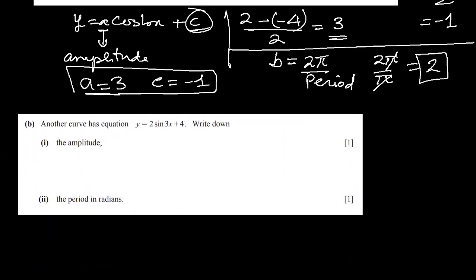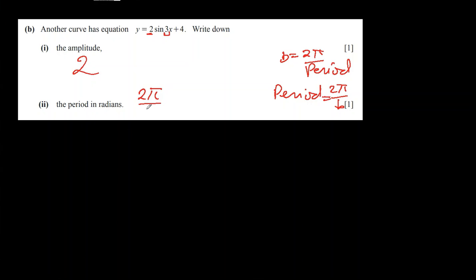Let's see what is part B about. Another curve has equation y equal to 2 sine 3x. Write down its amplitude. Okay, as I told earlier, the amplitude is the coefficient of sine or cos. So the coefficient is 2 here, that becomes amplitude. Period in radians. So we said earlier that b is 2 pi divided by period, right? Similarly, period will be 2 pi divided by b. What is b in this case? In this case, b is 3. So it will be 2 pi divided by 3. That becomes the period. That's straightforward.